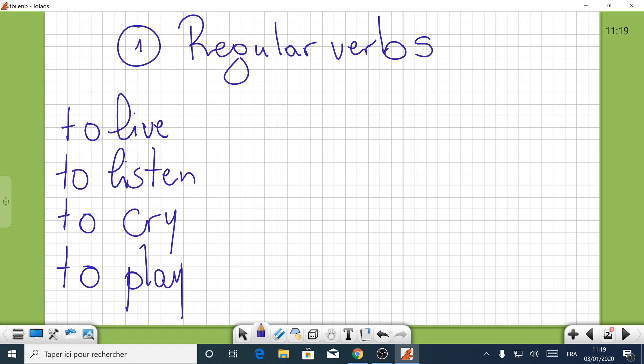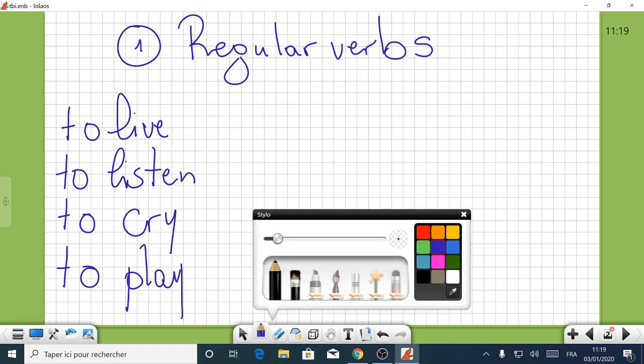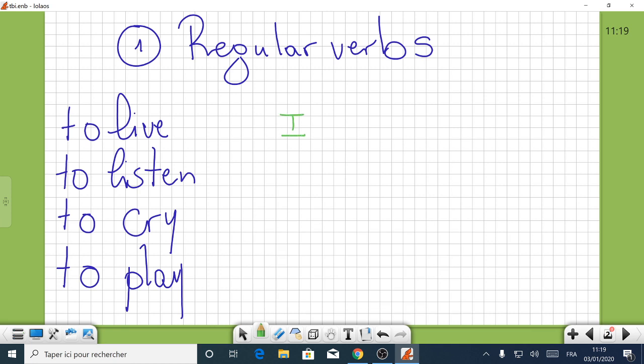So here we have two regular verbs as examples on which we are going to apply the first part of our lesson, which is the regular verbs form, of course. So when I take the verb live, I shall take, for example, the subject pronoun I, and here I take the subject pronoun he, and here I take, for example, the subject pronoun it, and here we take, for example, the subject pronoun they. Of course, they are just examples here.